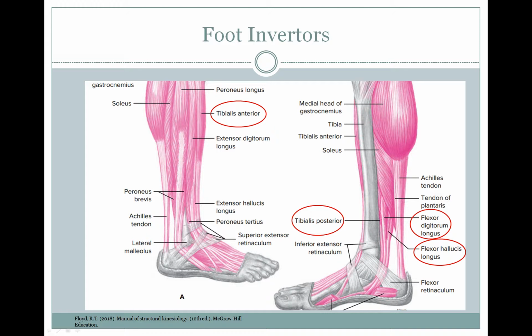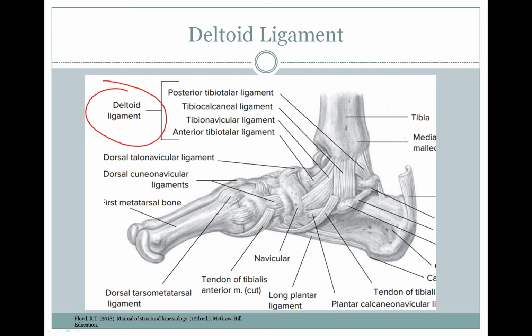Foot inverters, which are the muscles that invert the foot, include the tibialis anterior, tibialis posterior, flexor digitorum longus, and flexor hallucis longus. Ligaments connect bone to bone. If you recall in my previous video, this means that they protect the structural integrity of your joints. Without ligaments, your bones would not hold together in what we know to be the shape of a human.